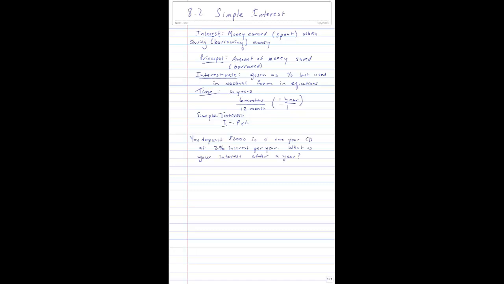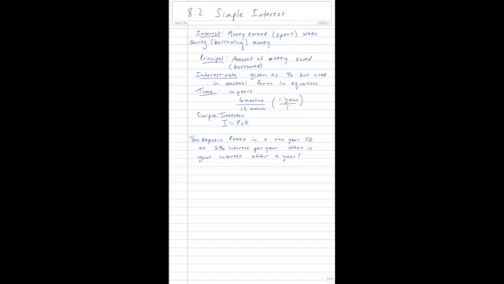If you deposit $2,000 into a 1-year CD, a CD is called a certificate of deposit. It's something that usually just earns simple interest. And what I mean by simple interest is at the end of the time you get your principal back and you get your interest. So you're not earning interest on your interest like we will be talking about later with compound interest. That CD is going to give you 2% interest per year. And the question is, after 1 year, how much interest do you get?